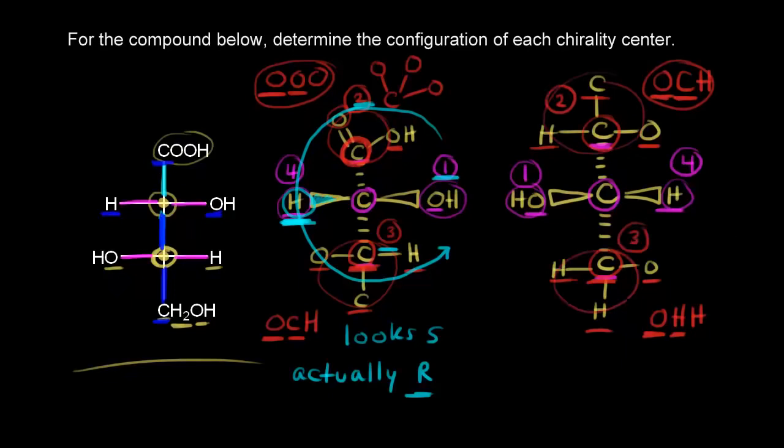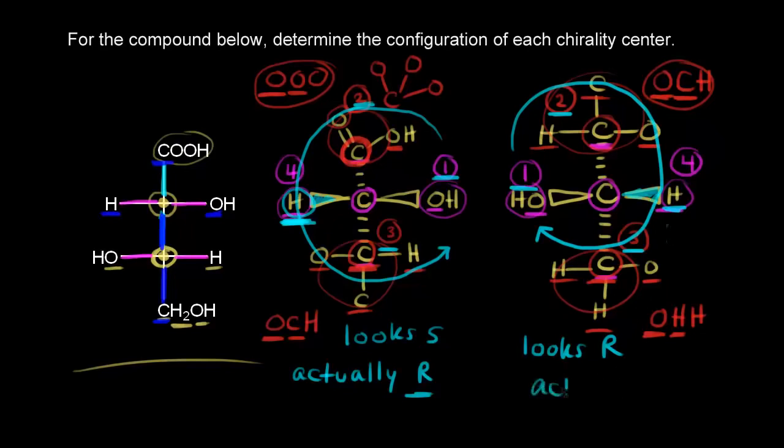Let's use our trick again. So we ignore the hydrogen for the time being, and we look at 1, 2, and 3. So 1 to 2 to 3 is going around in this direction, which we know is clockwise. So we can say that this looks R, because clockwise is R. But because this is a Fischer projection, the hydrogen is coming out at us in space. So we know our trick is just to take the opposite of how it looks. So if it looks R, we can say that it's actually S. So we write down here, actually S.